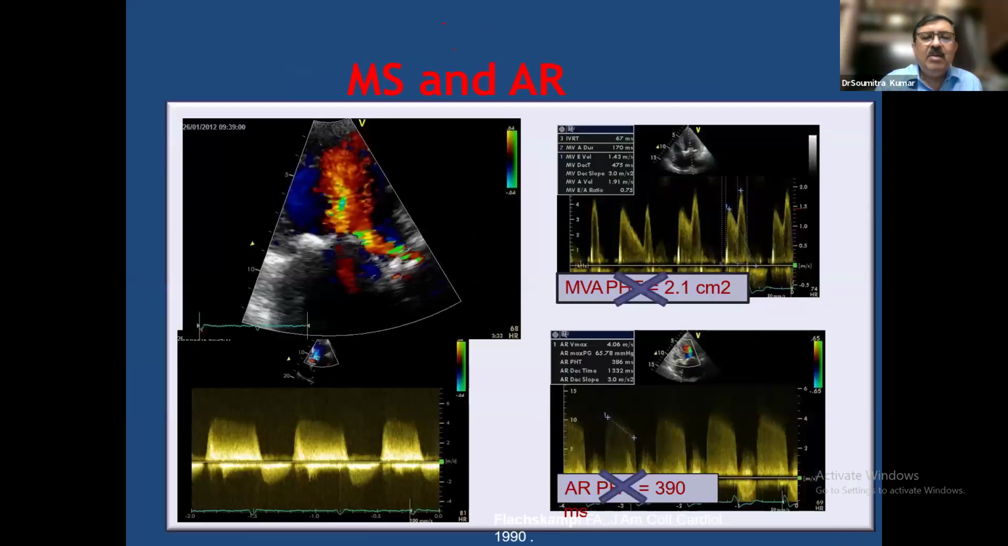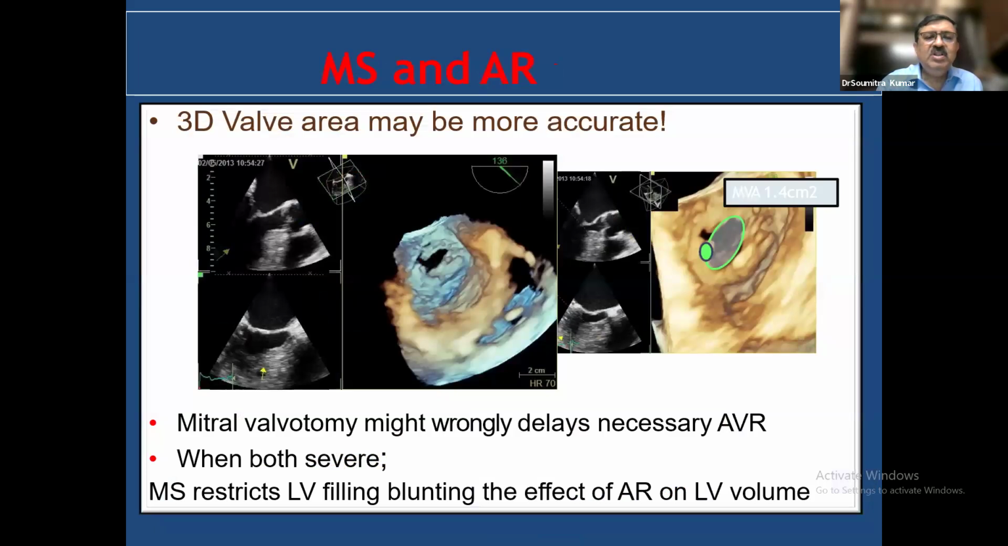difficult. Now coming to the next combination, MS and AR, here you know what happens, because any obstruction in the proximal valve makes the estimation of the distal valve more severe. So AR PHT, as I mentioned, is not valid. Neither MVA PHT is valid, nor AR pressure half-time. So 3D valve area for MS estimation is very necessary. Mitral valvotomy might wrongly delay necessary AVR, and MS restricts LV filling, blunting the effect of AR on LV volume. So we may not be getting the kind of cardiomegaly which we would get in the absence of MS, despite the presence of moderate to severe AR.